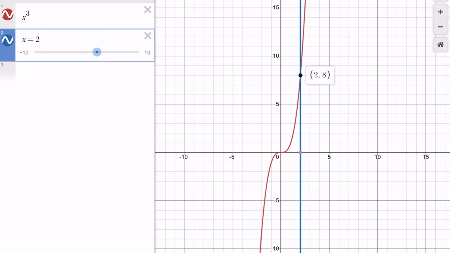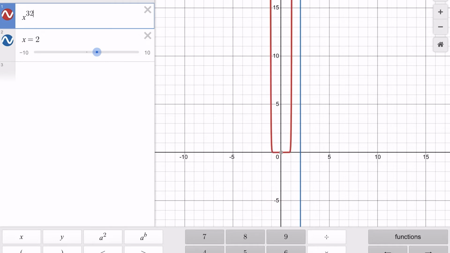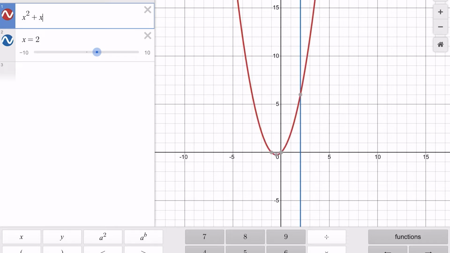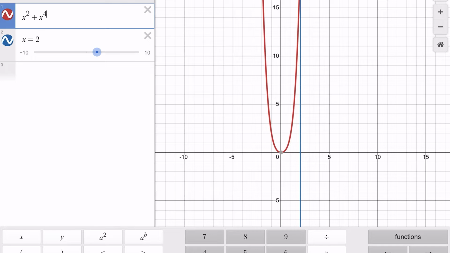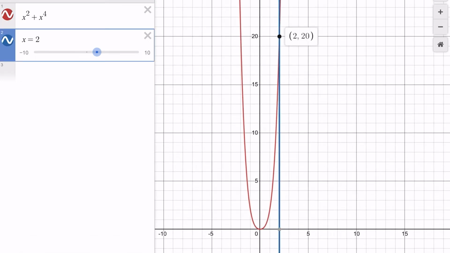Okay, now if I take x squared, so we go back to the even function, and I add 32, well that's also even. If I add on another even function, such as x to the 4, even plus even is even in terms of functions. It's also true in terms of numbers. If you take an even number and add an even number, you get an even number. So we still get that symmetry.